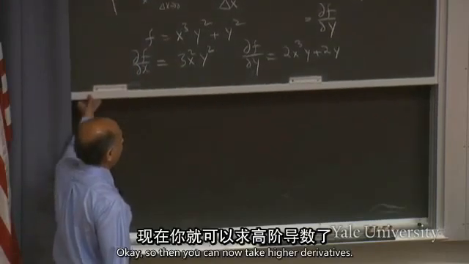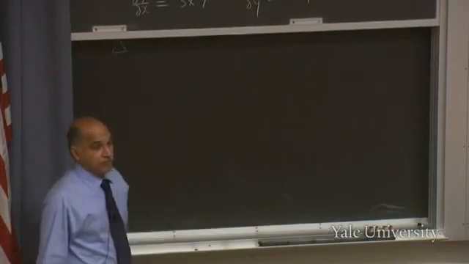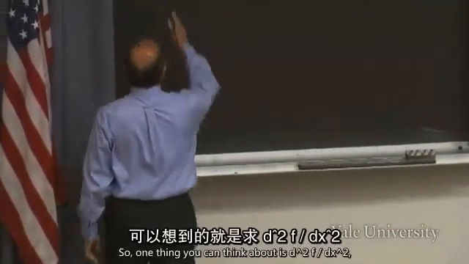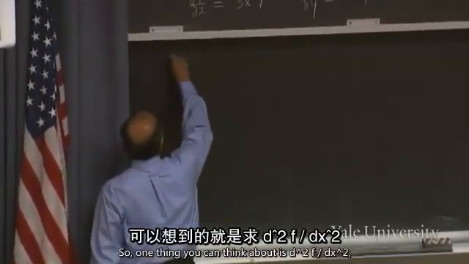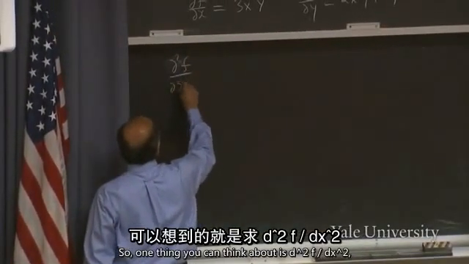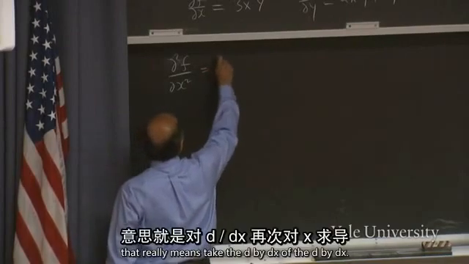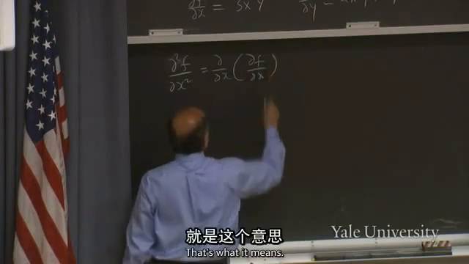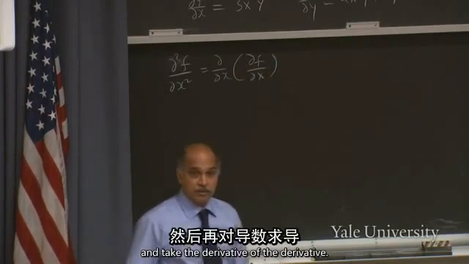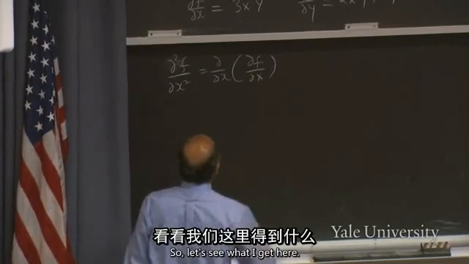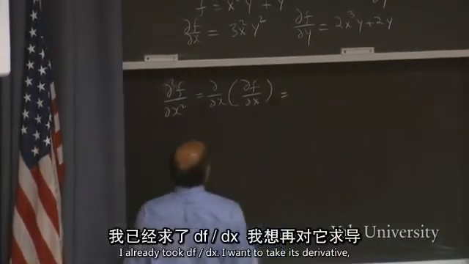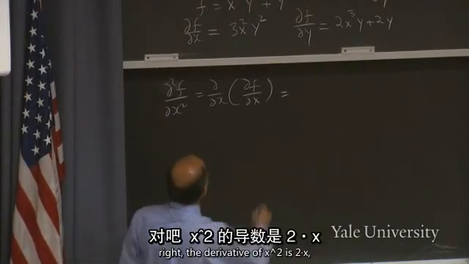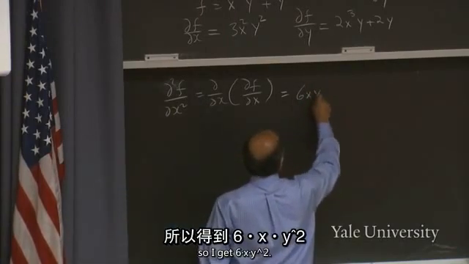Okay, so then you can now take higher derivatives. We know that from calculus of one variable, you can take the derivative of the derivative. So one thing you can think about is d2f dx squared. That really means take the d by dx of the d by dx. That's what it means. First take a derivative and then take the derivative of the derivative. So let's see what I get here. I already took df dx. I want to take its derivative, right? Derivative of x cubed is 3x squared, so the derivative of 3x squared is 6x. So I get 6xy squared.